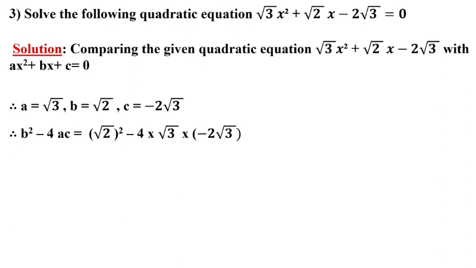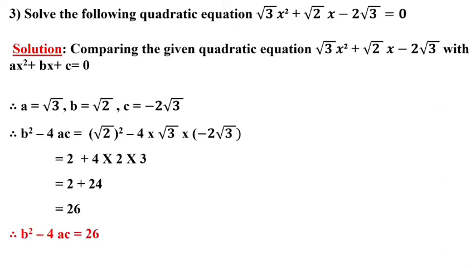The square of under root 2 is 2, plus, now minus into minus is plus, 4 twos are 8, under root 3 into under root 3 we have to multiply, it becomes 3. So 2 plus 4 twos are 8, 8 threes are 24. Here we get b square minus 4ac is 26.